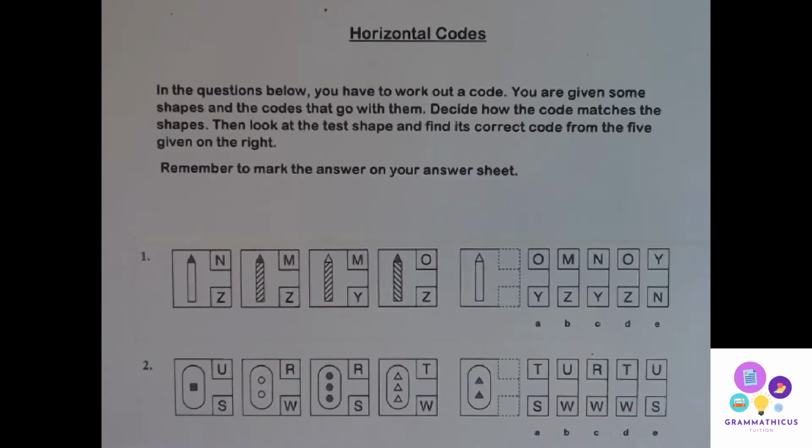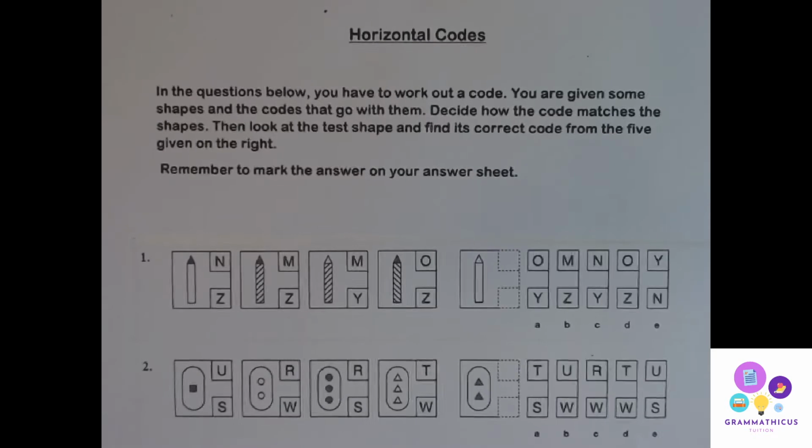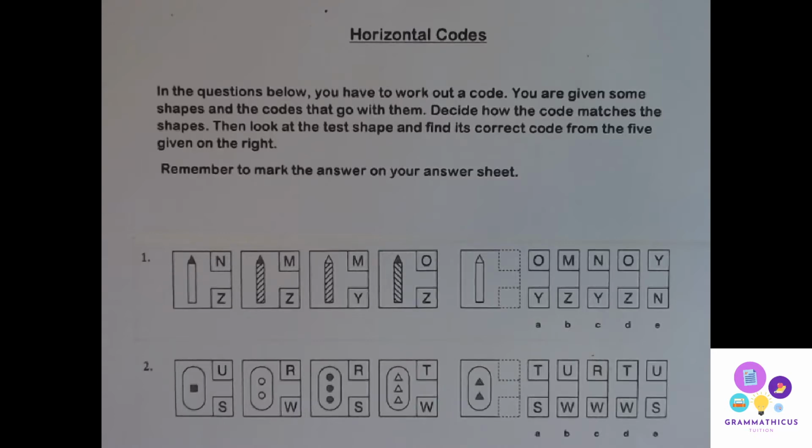Now, as with all non-verbal reasoning questions, we need to consider things like shape, shading, line type, position, layering. All of those things are important, and for a complete list, have a look at the video on different types of verbal reasoning question. Okay, let's have a little look at question 1.